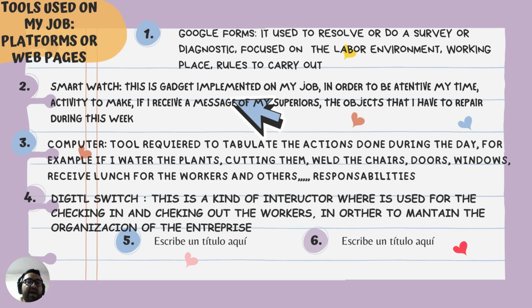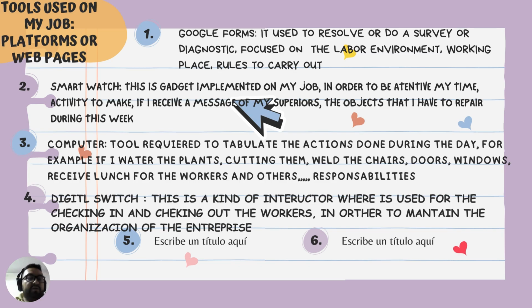to tabulate those activities that I did during the day. It could be watering the plants, checking the shorts, doors, windows, or visiting the lunch for the workers, and other kinds of responsibilities.